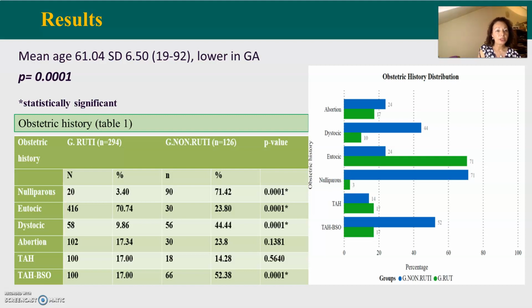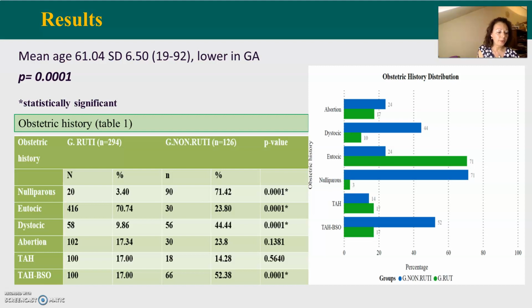Mean age was 71 years, and the age was lower in Group A. Nulliparous women were more frequent in Group B, it means not recurrent urinary tract infection, compared with Group A.